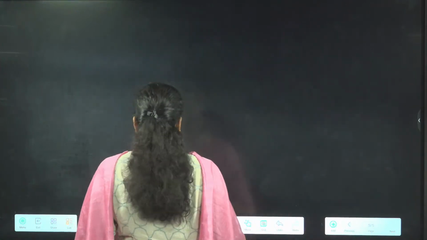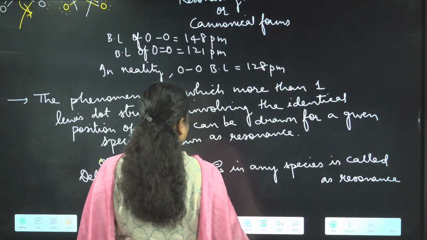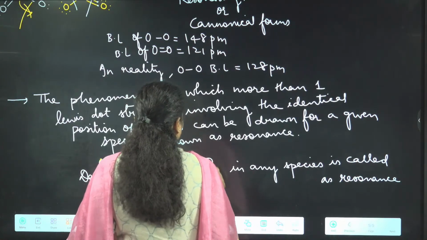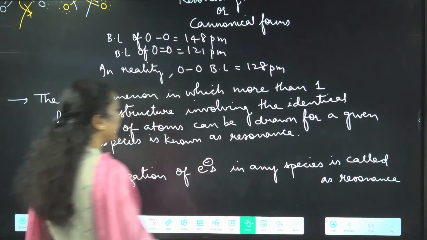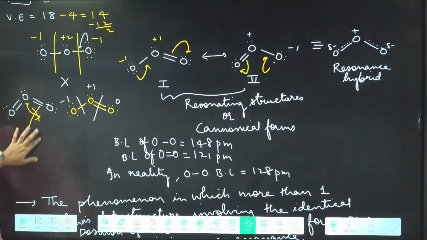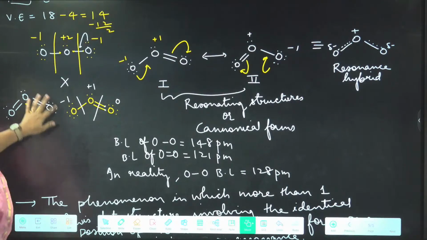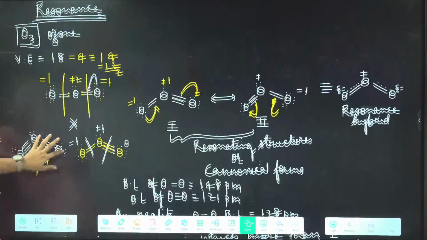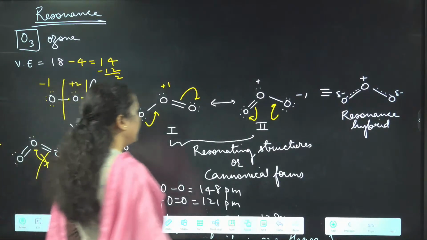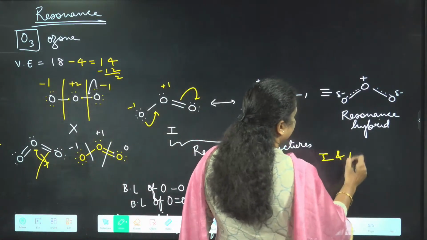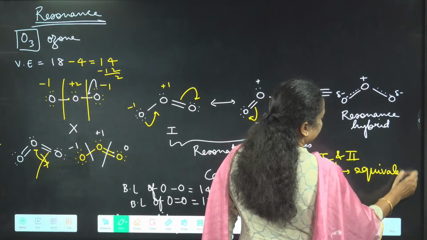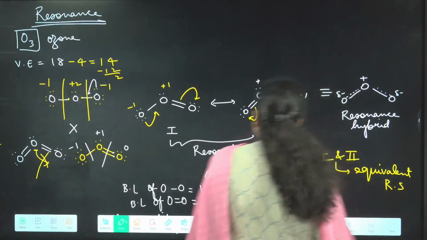Yeah? Lone pair of electrons, or else it could be pi electrons also. So please make a note of it and then we are going to proceed further. And 1 and 2, both of these structures look alike. So I can say 1 and 2 are equivalent resonating structures, RS.